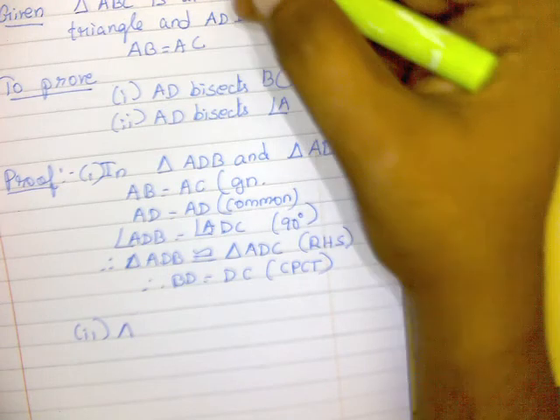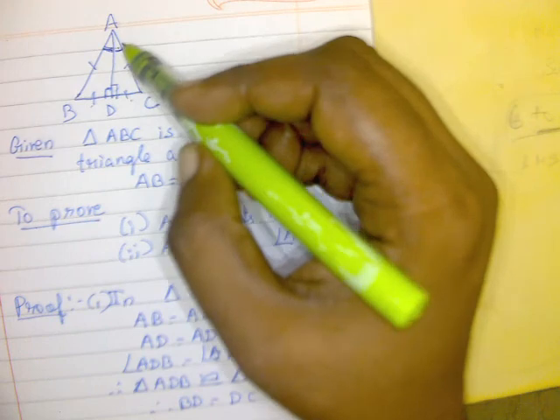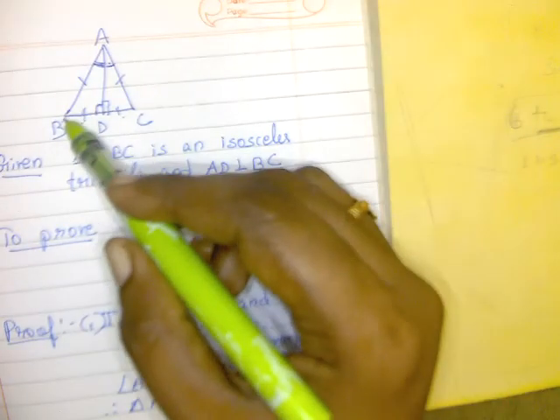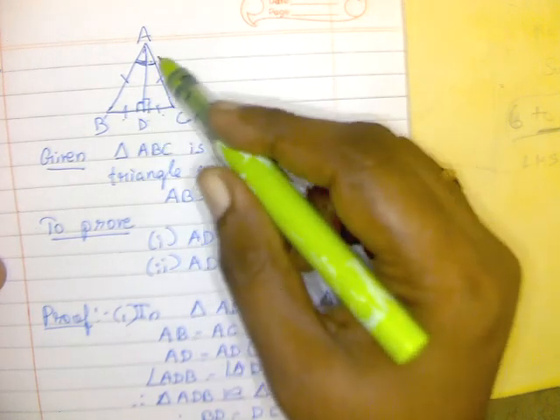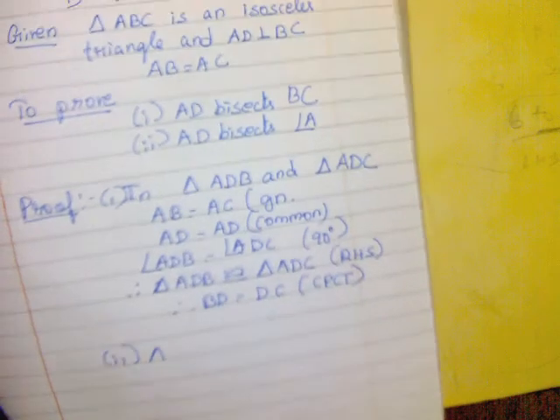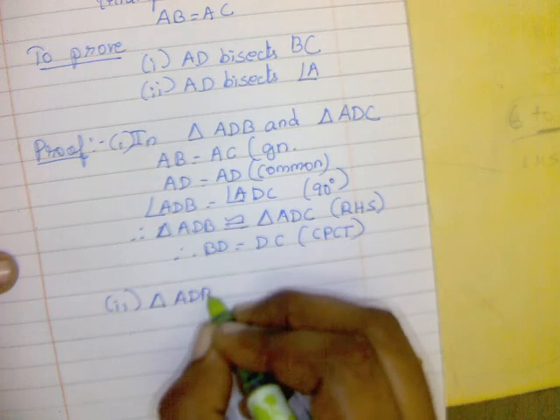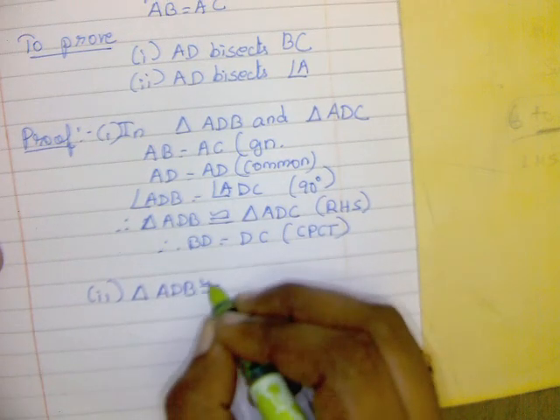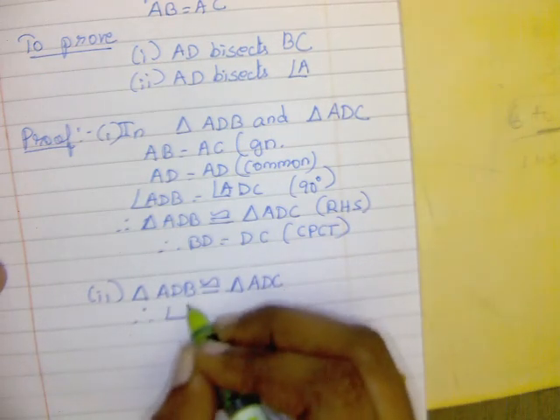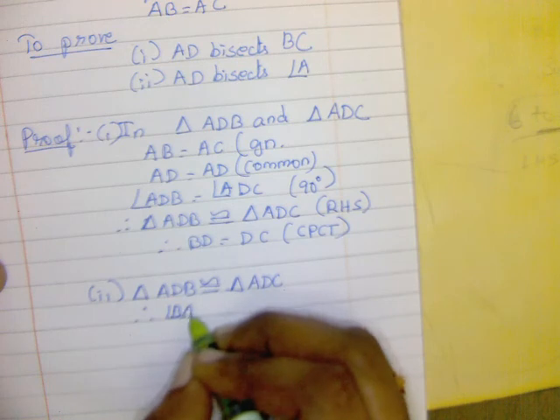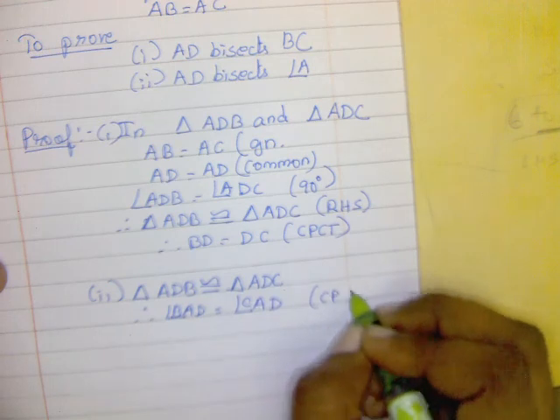Once you have proved these two triangles are congruent, look at the figure. These two angles are equal, which means by CPCT, angle BAD is equal to angle CAD. That is what we are going to learn here. Therefore, here you can write triangle ADB is congruent to triangle ADC. Therefore, angle BAD is equal to angle CAD, CPCT.